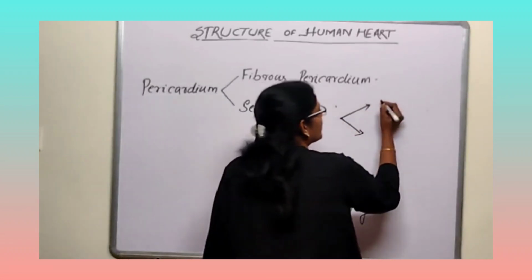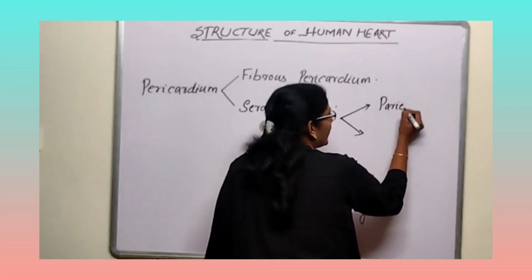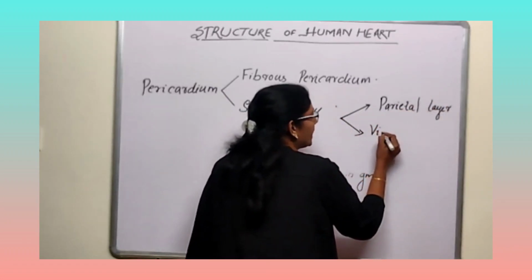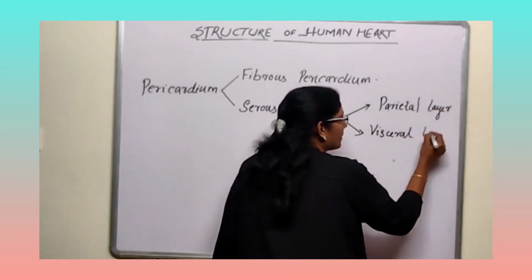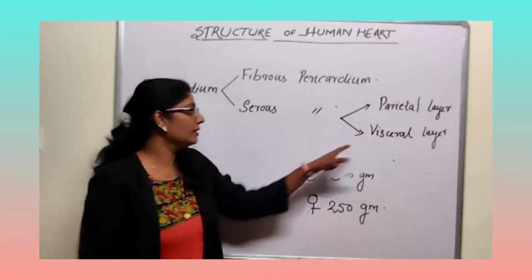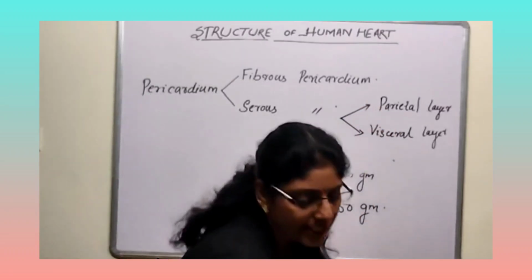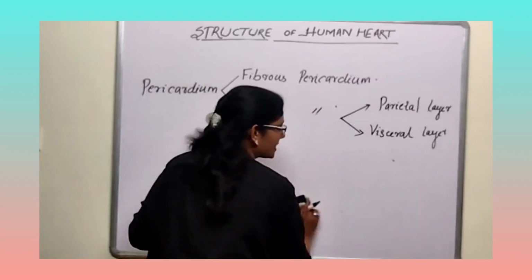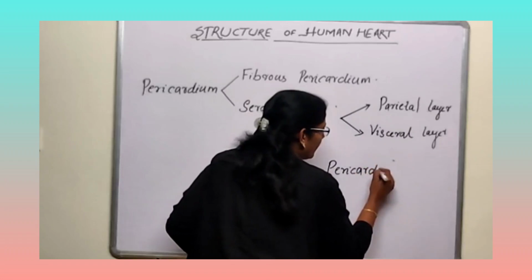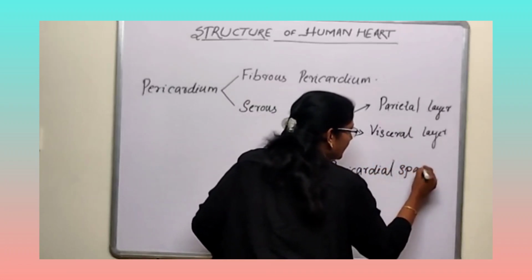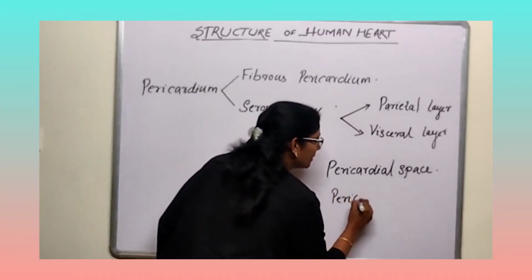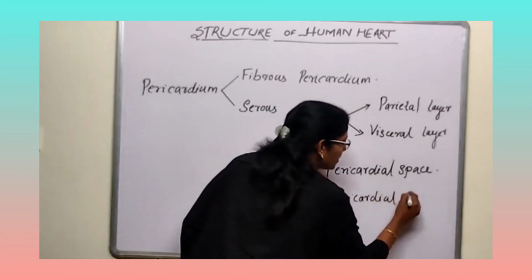The outer one is called the parietal layer, and the inner one is called the visceral layer. In between the parietal layer and the visceral layer, there is a space. That space is called the pericardial space, and it is filled with a fluid called pericardial fluid.